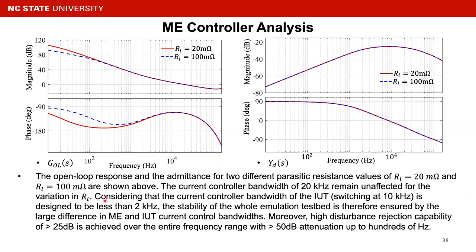And considering the current control bandwidth of the IGBT, the switching at 10 kilohertz is designed to be less than 2 kilohertz. The stability of the whole emulation testbed is therefore ensured by the large difference in ME and IGBT current control bandwidth. Moreover, high disturbance rejection capability of larger than 25 dB is achieved over the entire frequency range, with larger than 50 dB attenuation up to hundreds of hertz.